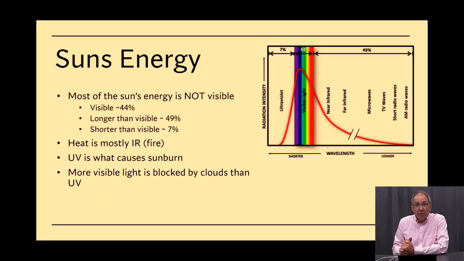When we look at the energy from the sun, we can see that only a small section, about 44% of the energy from the sun, is actually stuff that we see. There is energy from the sun in shorter wavelengths, the ultraviolet spectrum, and there are also wavelengths that are longer, in the infrared spectrum. UV is what causes our sunburn, and then we have the near infrared wavelengths, which is what we feel as heat.